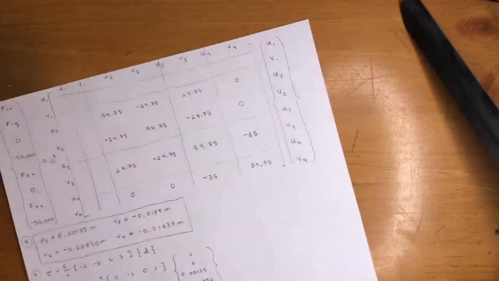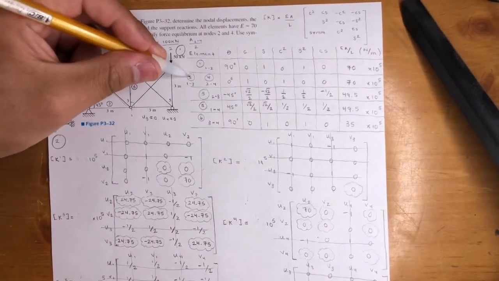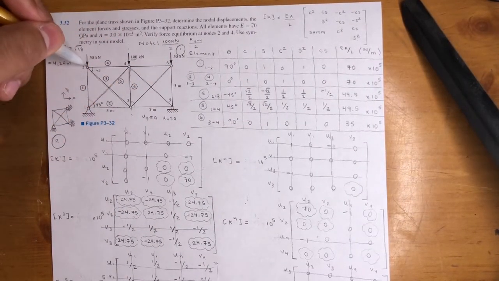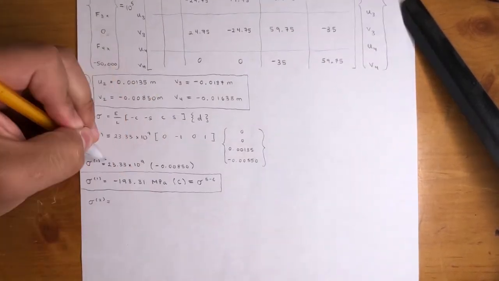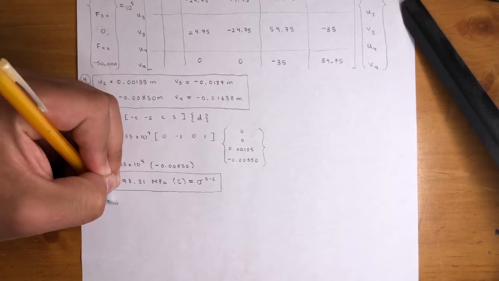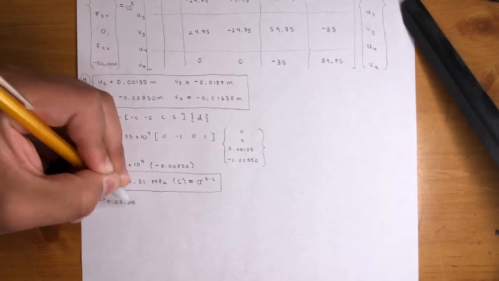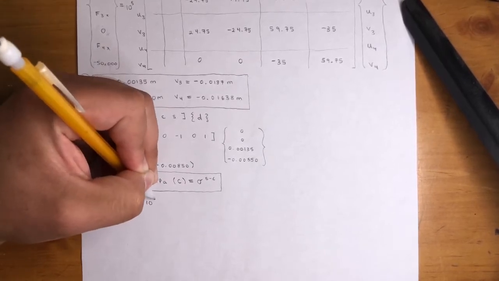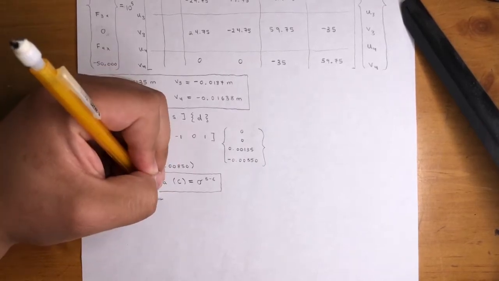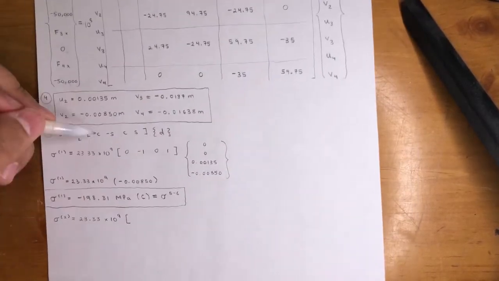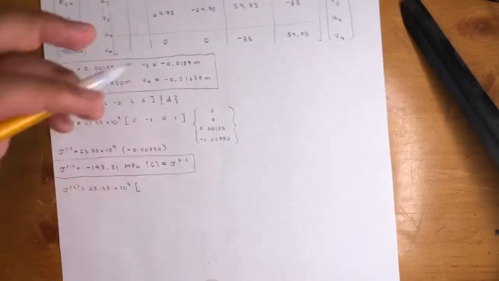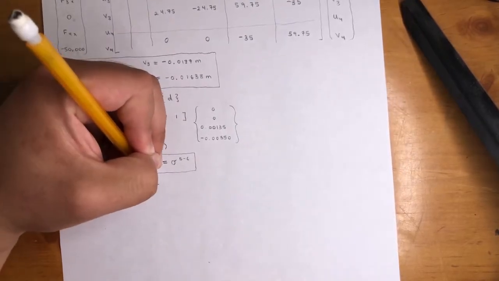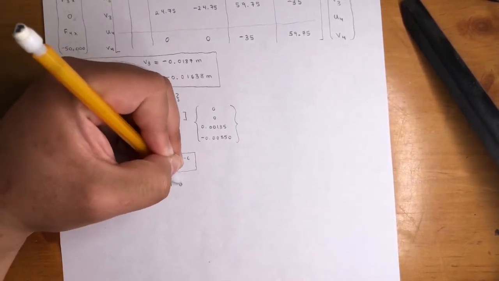Sigma 2, so sigma 2, let's see. It's this one. The length of element, bar 2, is also 3, so we're going to have the same E over L value, 23.33 times 10 to the 9. Remember, we don't include area. Open parentheses, negative cosine, negative sine. So for element 2, it was 1, 0. So it's negative 1, negative 0, which is just 0, 1, 0.